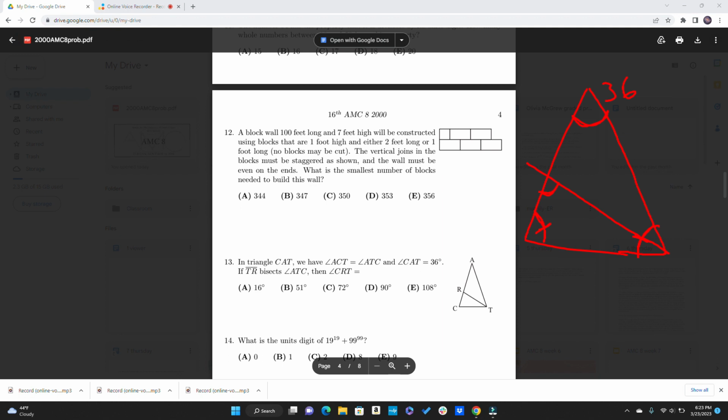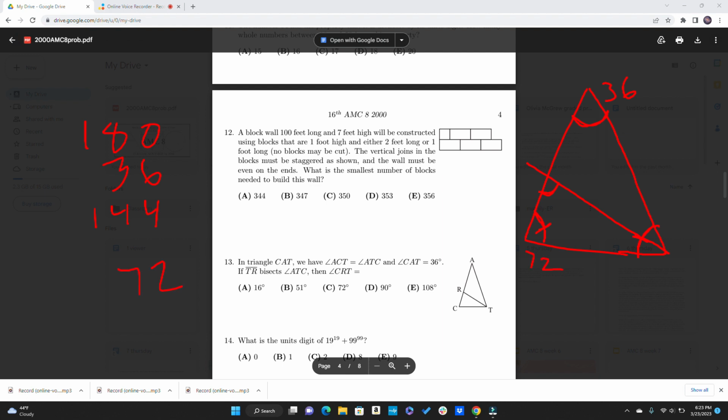So in our original big triangle, we want to figure out what those 2 equal angles are. What are ACT and ATC? Well, a triangle is going to add up to 180 degrees, and we already have one angle of 36. So that means the other 2 angles need to add up to 144, right? And we know that those 2 angles are the same. So we can divide 144 by 2 to figure out what those angles are. So that would be 72. Okay, so here's a 72-degree angle.